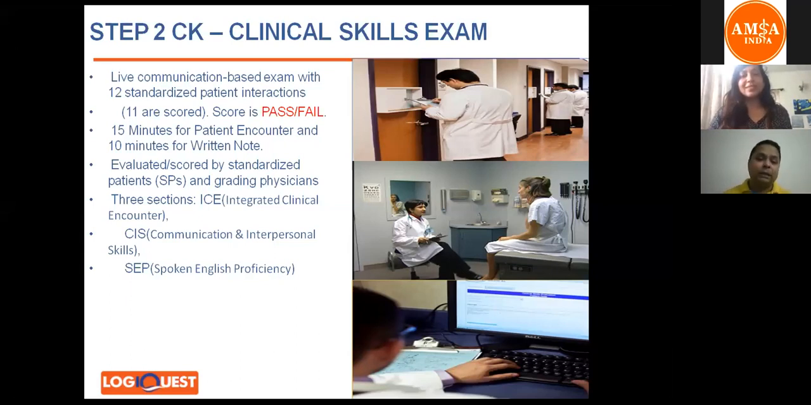And the reason is the second component, which is the CIS, also known as the communication and interpersonal skills. Largely, especially if I talk about my region where students go to the US and appear for this exam, they are well prepped with all the kind of cases which are required. But where they actually fail is the CIS, or the communication and interpersonal skills.